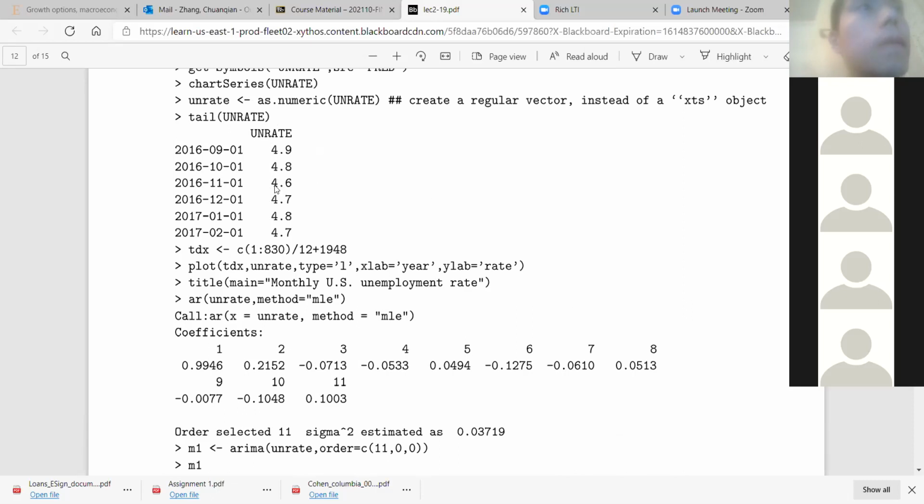This is the data. And here is another interesting line of code you might be interested in. It shows the 1:830 divided by 12 plus 1948. What is this? Can anybody tell me what this is from your observations? It's very hard, I think, right?